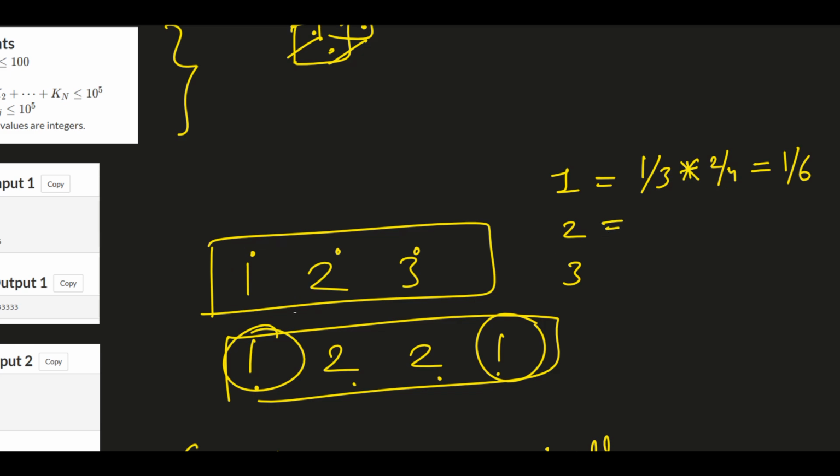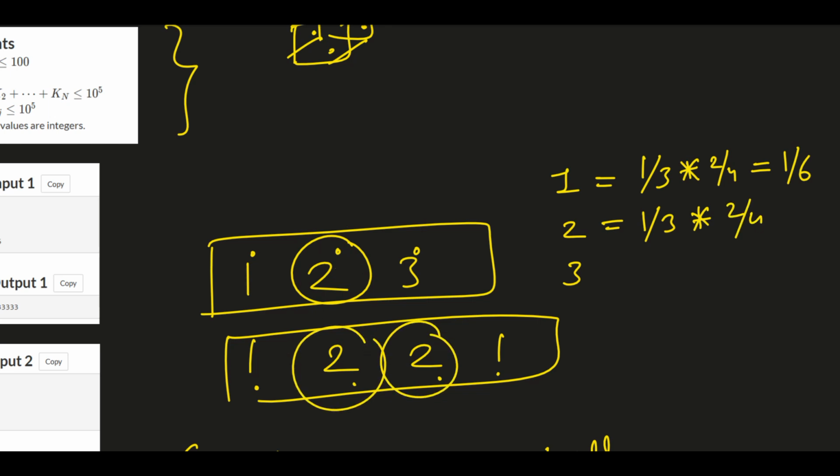Now same for 2. What is the probability that 2 appears in the first dice? Alright. So the probability that 2 appears is 1 by 3. In the first dice there are 3 numbers and 2 is appearing once. Alright. In the second dice 2 is appearing twice. So 2 by 4. Alright. So the probability that 2 appears on both is 1 by 6.